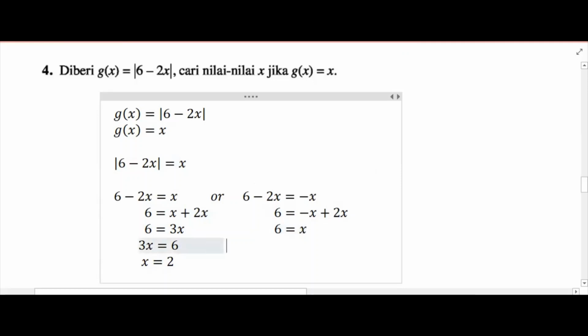Okay, maybe you ask teacher like, can I change negative x to the left hand side? Can. Boleh juga, sama juga. Kamu akan dapat answer yang sama. Ini pun kamu boleh tukar x ke kiri juga. You will get same answer also. Okay, so answer is 2 and 6. Okay, ingat satu kali ya. Buka modulus, satu positif, satu negatif.